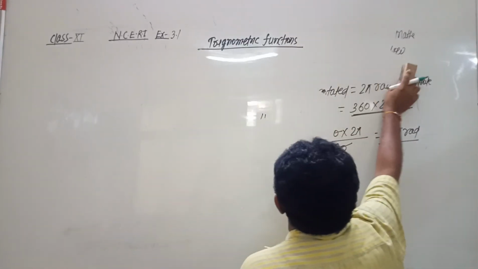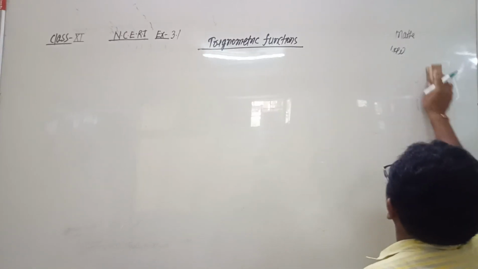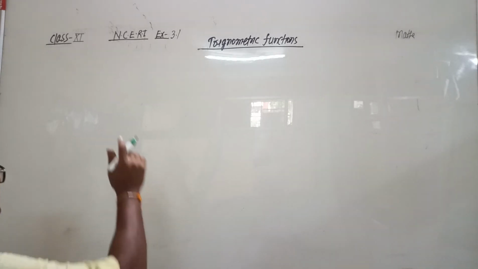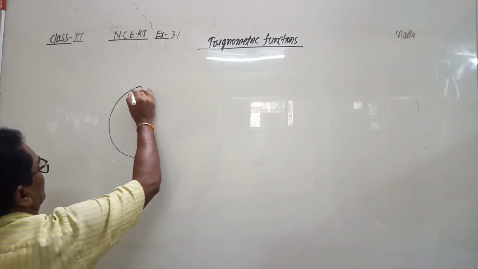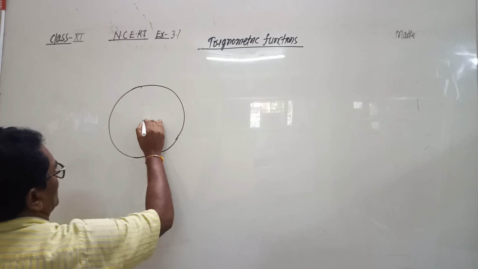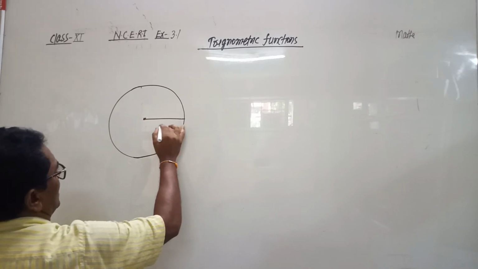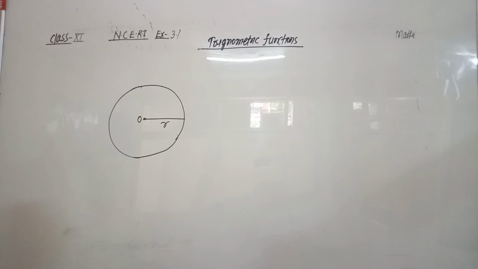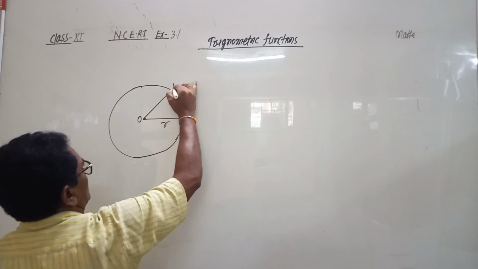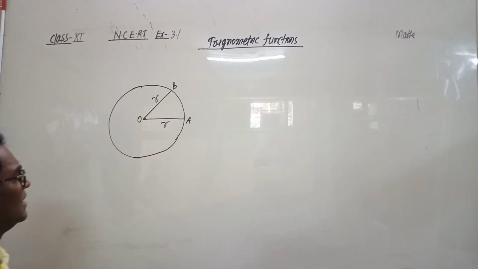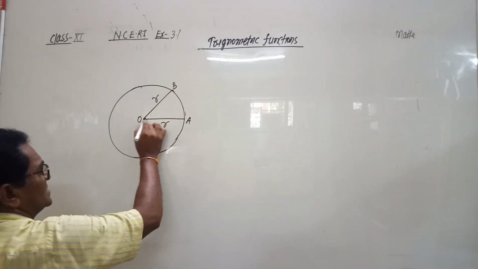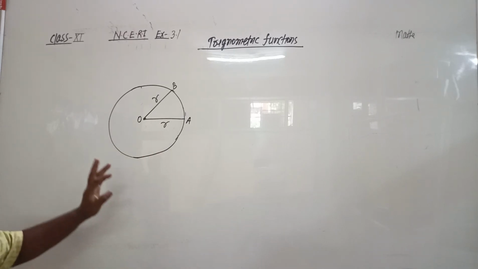Now for the remaining questions, we will learn the new formula. This is the circle of radius r. O is the center, r is the radius. OA equals r. This is also radius. OB equals r. And this is called arc. So radius OA and OB having an arc AB.